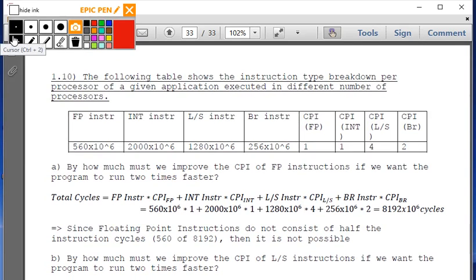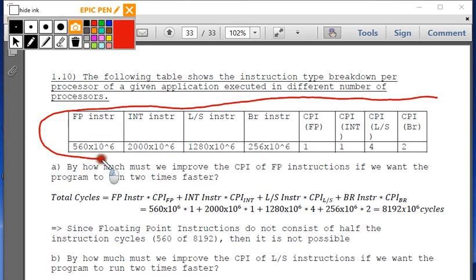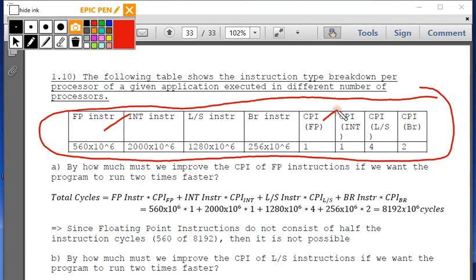So last, we have a set of instructions. We're given this table here. And so we have the number of instructions, its CPI. We have the integer instructions, CPI. Load store instructions, and its CPI. Branch instructions, and its CPI.